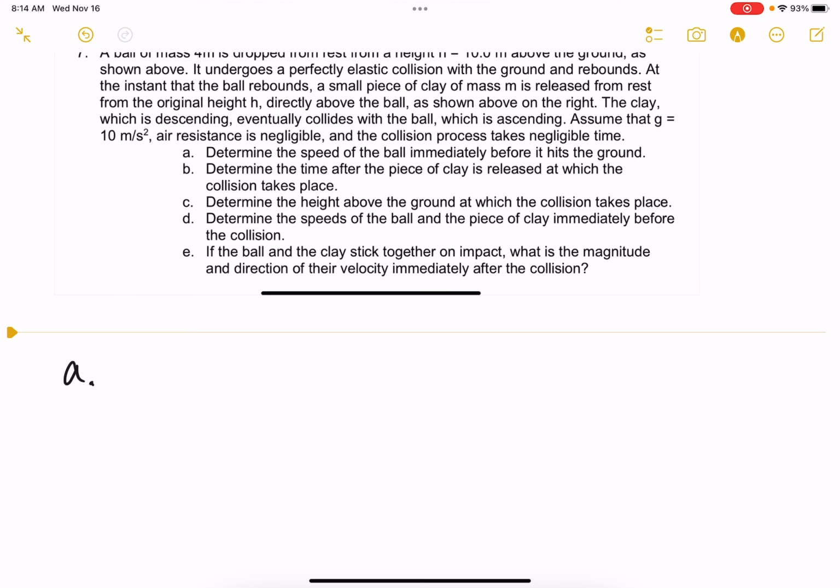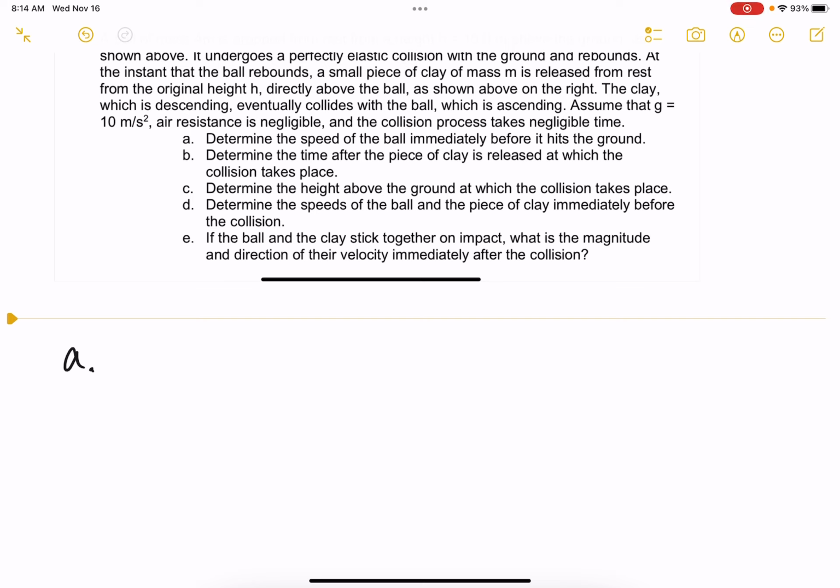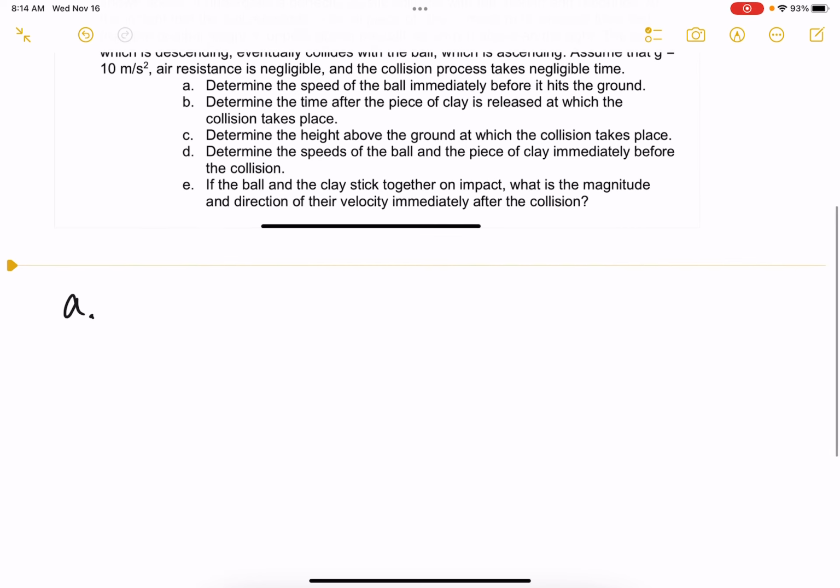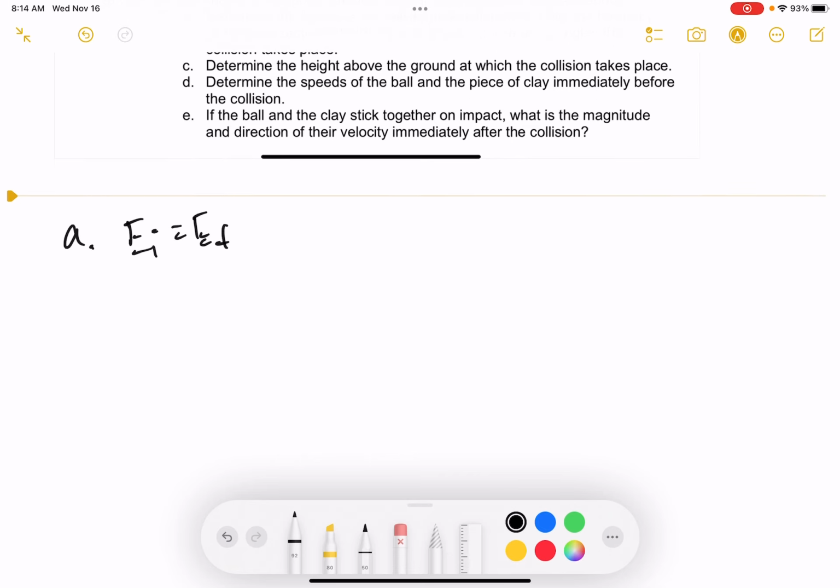Determine the speed of the ball immediately after it hits the ground. So it said this is an elastic collision, which means when the ball hits the ground, we can use energy, right? And so we know energy is conserved, so a good way to do this would be just setting up a regular old energy type question. So let me write EI equals EF, showing that we're using conservation of energy. Then we just have PEg at the very top is equal to KE at the very bottom, okay?